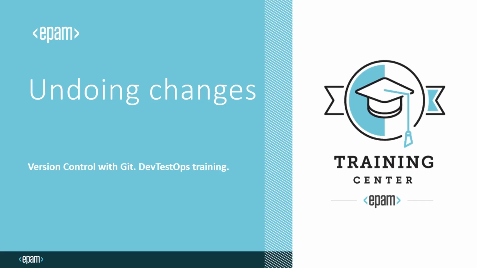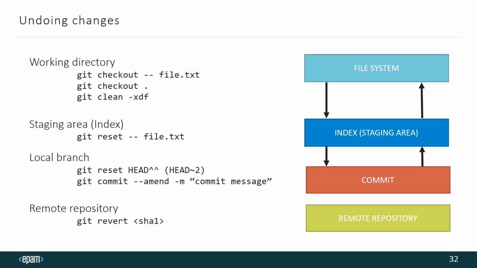In this video we will learn how to undo any changes made with Git. In order to undo any changes, we first need to understand at which level they are located, because this affects which options Git can offer us. Here we have several levels, depending on where we'll be using certain Git commands.